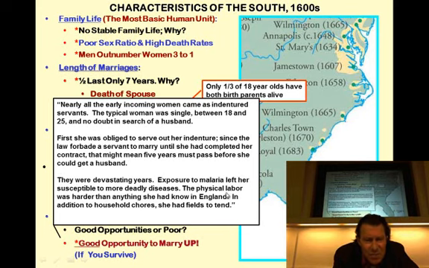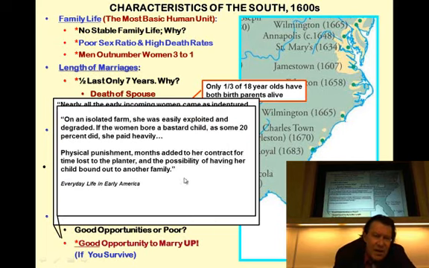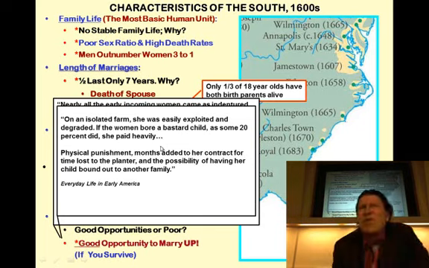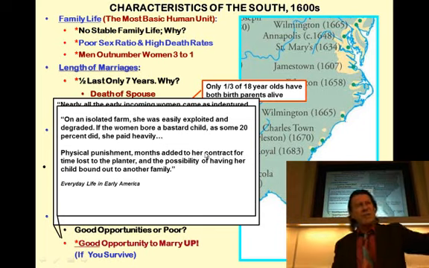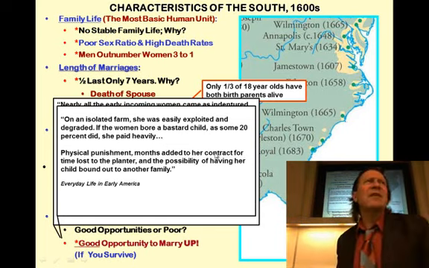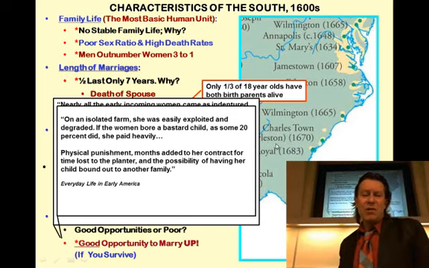Devastating years, exposure to malaria, physical labor harder than anything she'd known. In addition to household chores, she had the fields to tend, so she's out there in the blazing sun and the heat and the humidity on an isolated farm, and these farms were isolated. She's under the thumb of these people, and they can basically exploit her any way they want to.